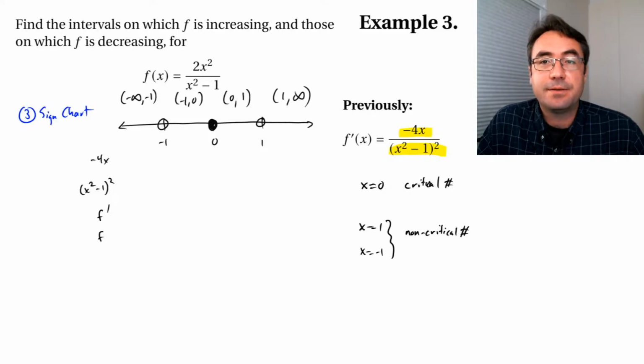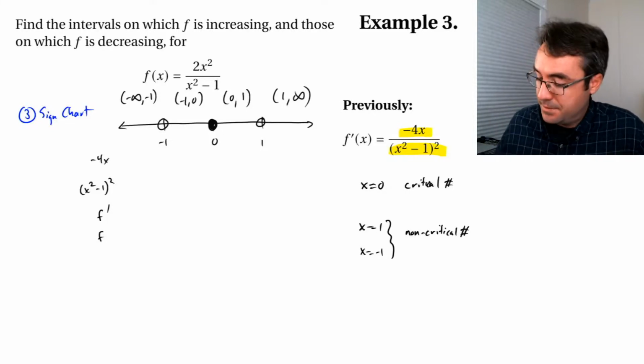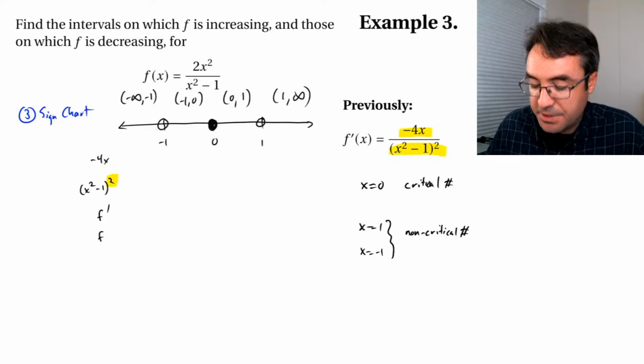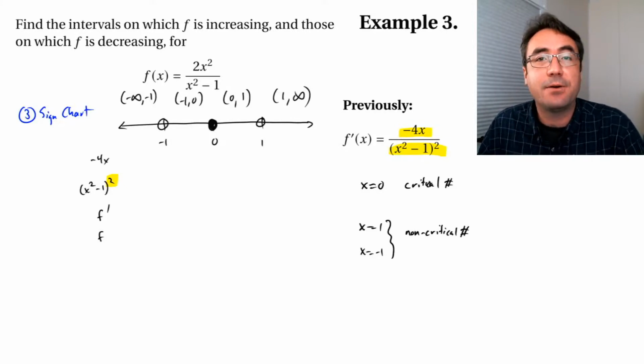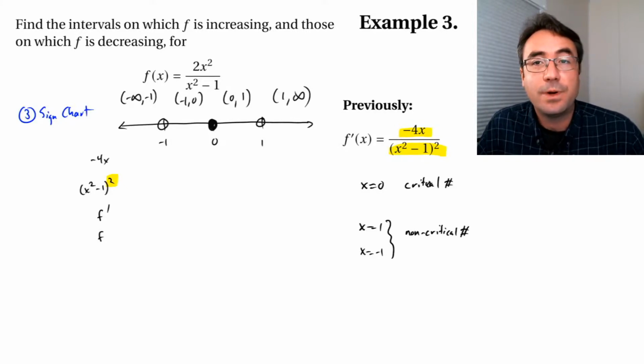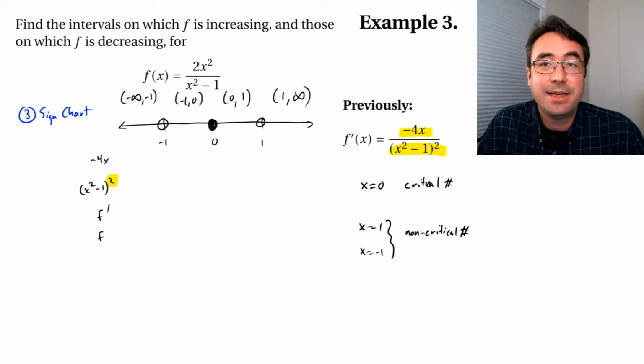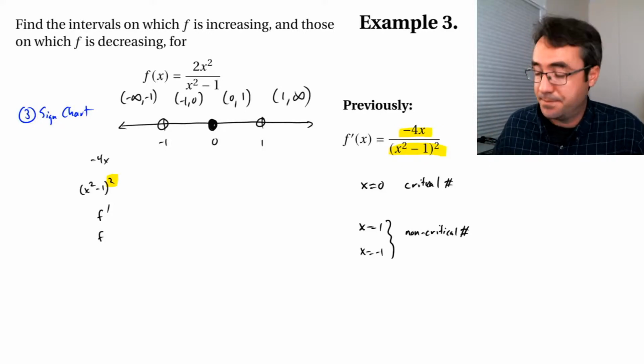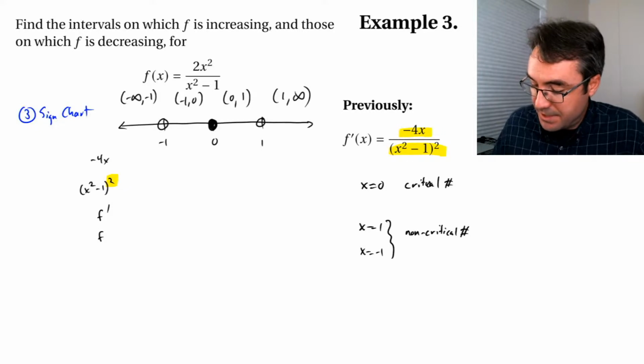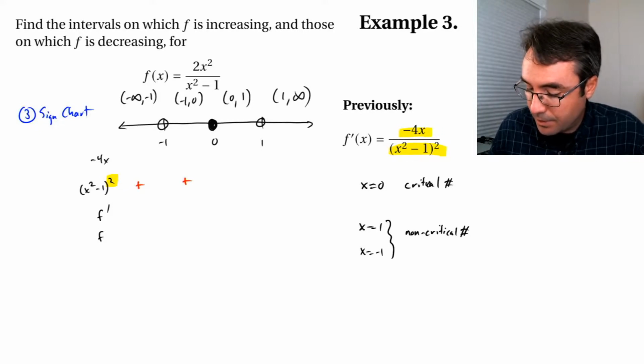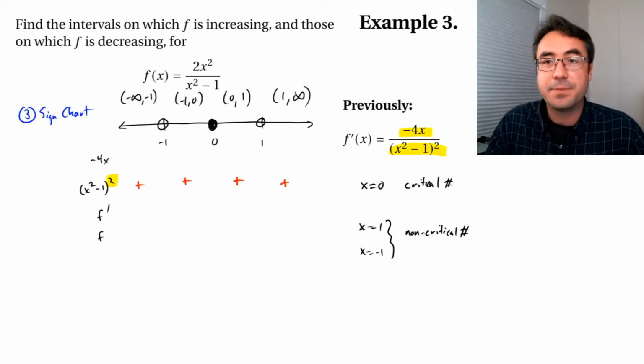So let's start with the easy one. This term has a square on the outer, so whenever we square anything, it's always going to be positive, or maybe 0. But if we're squaring something that's not 0, it's ultimately going to be positive. So that's an easy one to check. We can just go right across. Always positive.